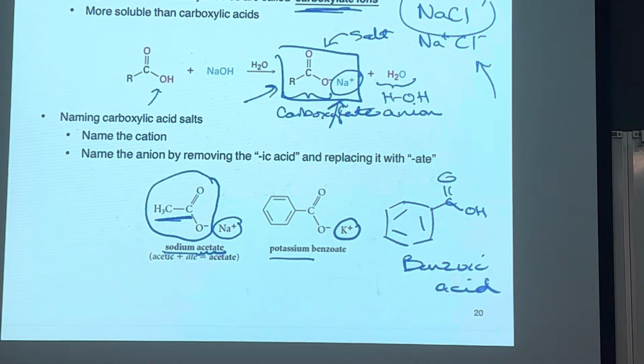Which looks like that, folks. And don't freak out, you'll probably have a chart in front of you so you can recognize these things. Okay, so the salts are more soluble in water than just the regular carboxylic acids are. So it makes it useful.